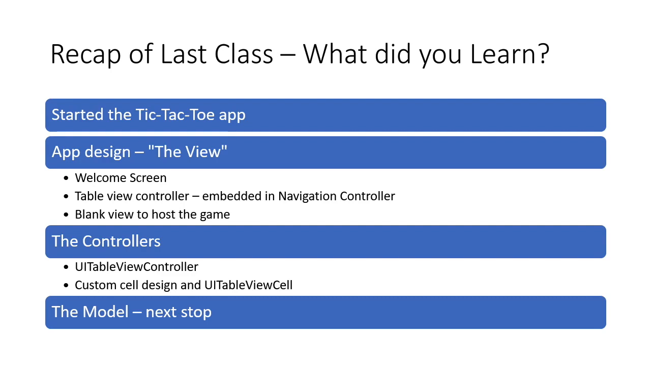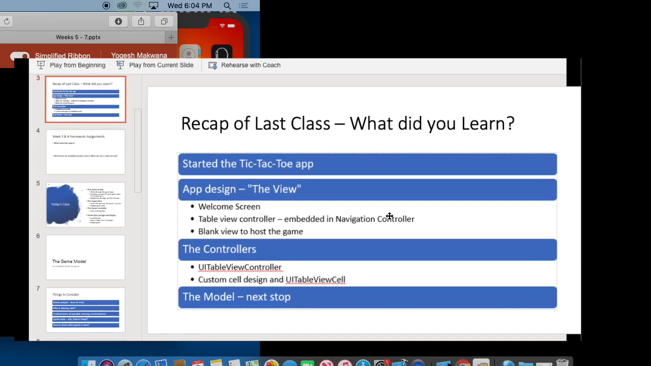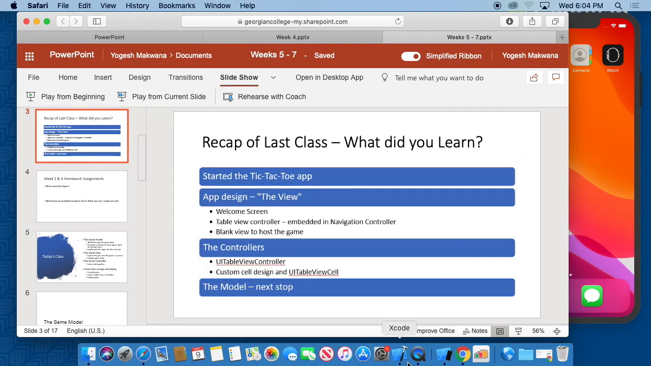Okay. So this is what we did last time. We started the tic-tac-toe app. We designed the welcome screen. We added a table view controller, which we embedded in a navigation view controller. You all remember that? And what we did not do was the third part, a blank view to host the game. But we did the table view controller and the table view cell. Let's look at it. Let's review that.